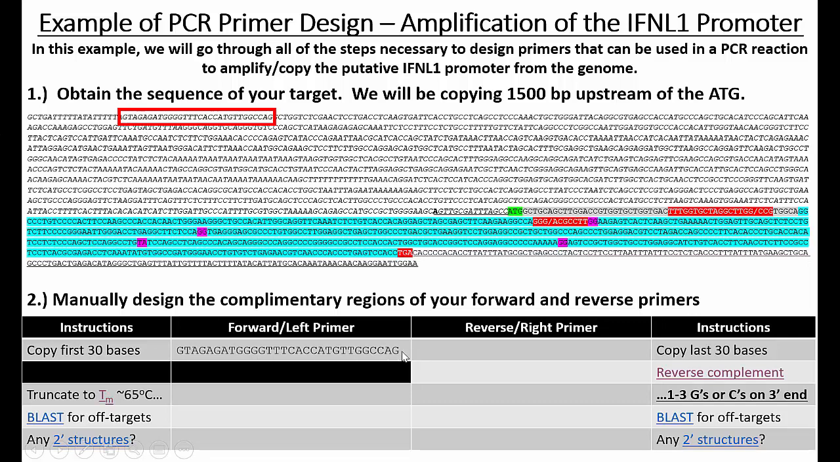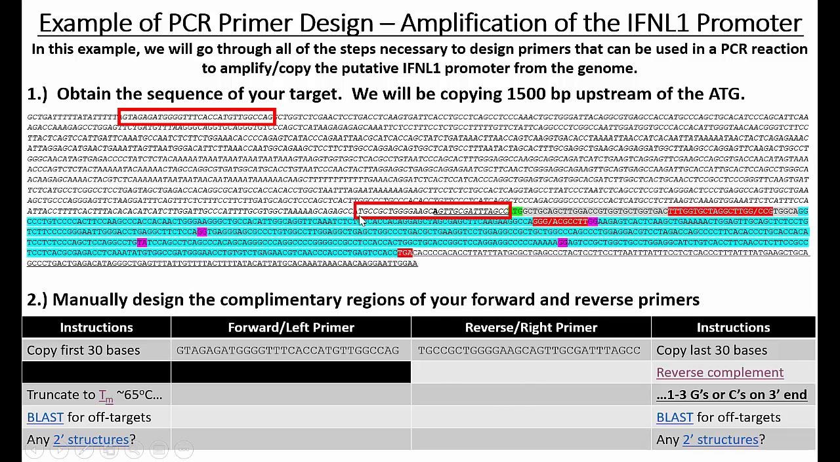Most primers are 30 bases or less, so we're going to copy those 30 to define the beginning of the sequence. And then for the reverse primer, I'm going to copy the 30 bases that are immediately upstream of the start codon. Okay, but remember, the reverse primer actually needs to be the reverse complement of the coding strand.